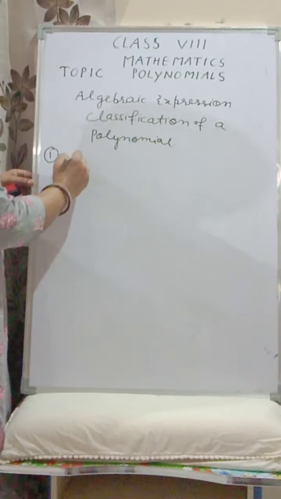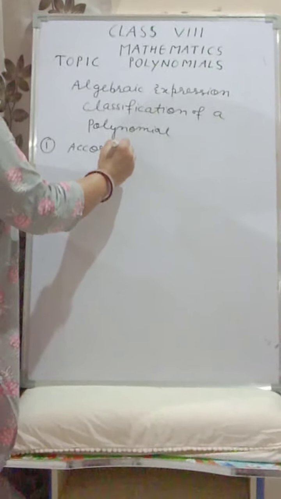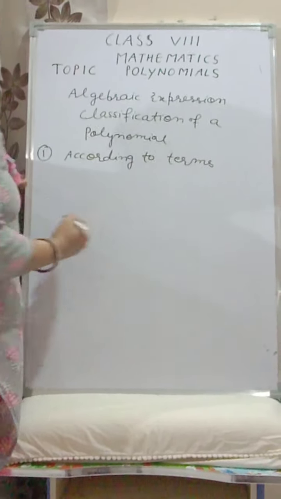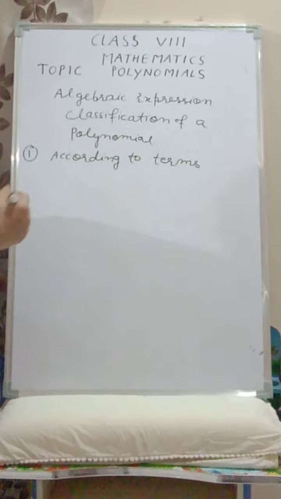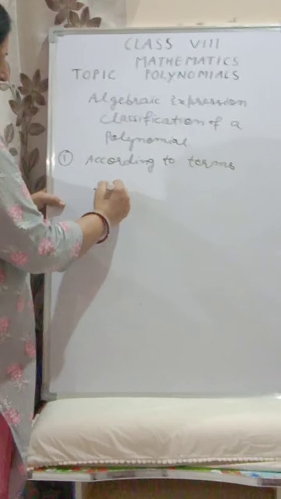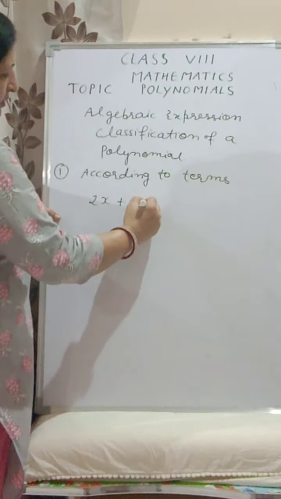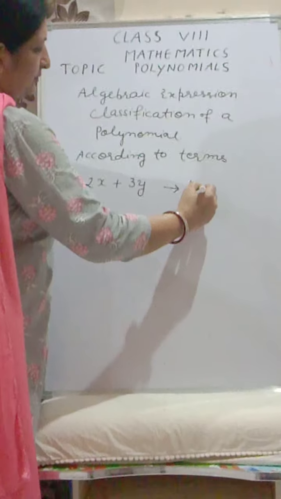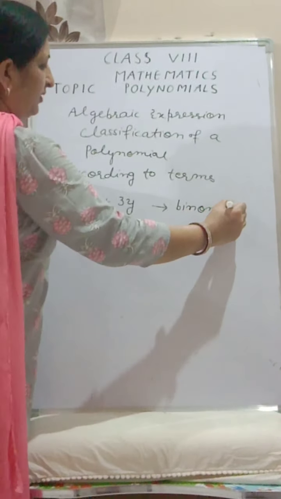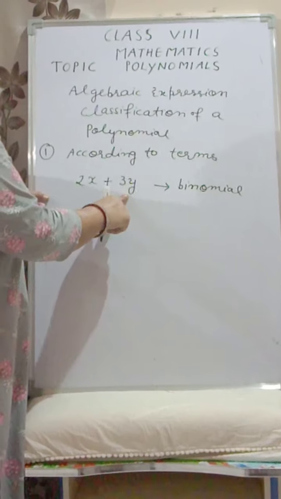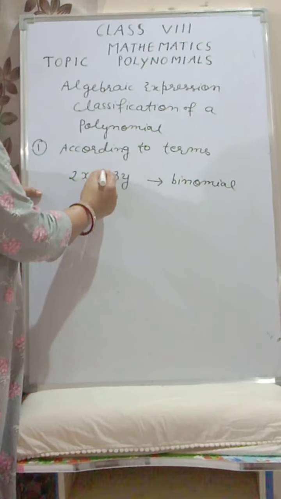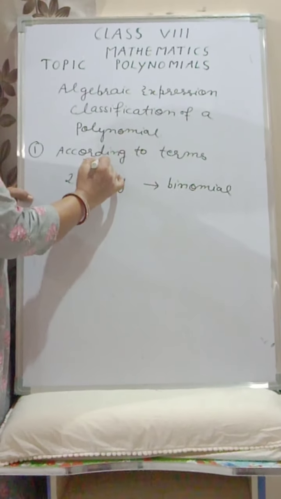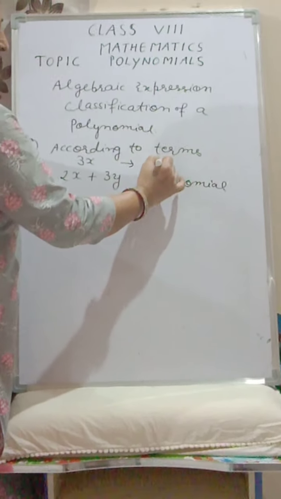First is according to terms. You know very well, an algebraic expression having two terms is called a binomial. Having two terms, first term and second term. Terms can be separated by plus and minus symbols. An algebraic expression having one term is called a monomial.